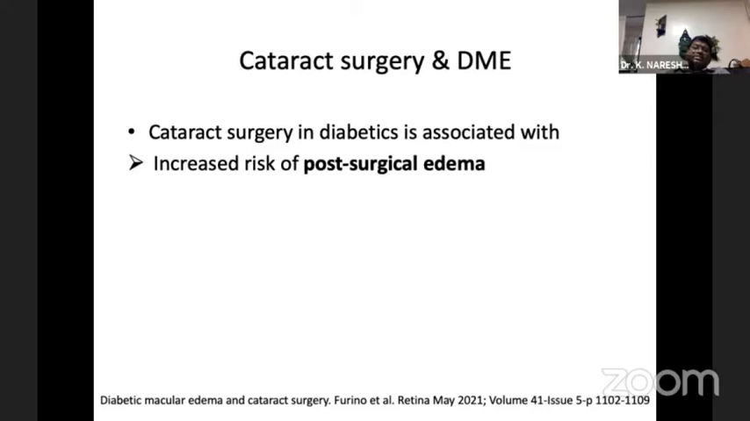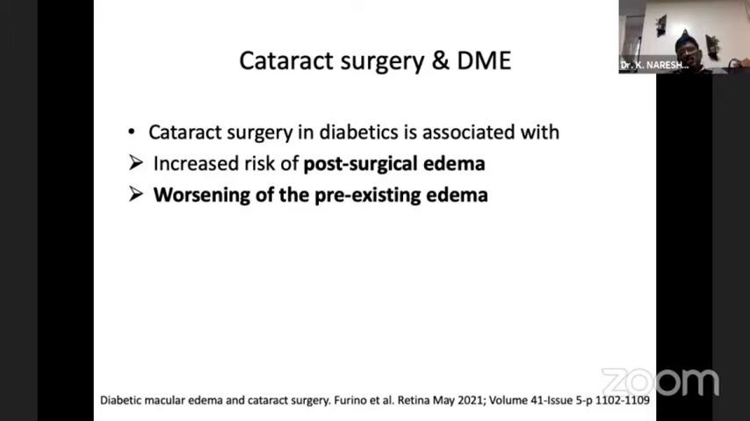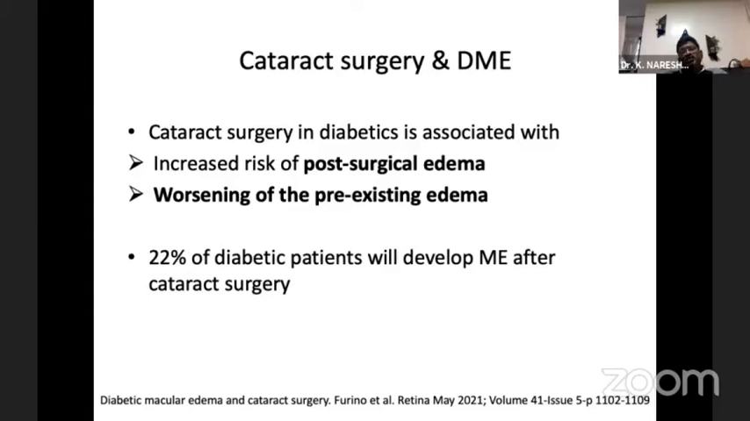So, cataract surgery and DME: cataract surgery in diabetics is associated with an increased risk of post-surgical edema, or there can be worsening of pre-existing edema. If you have a pre-existing edema, you can treat it first. Almost 22% of these diabetic patients will develop some form of macular edema after cataract surgery. This has to be explained to the patient, because they might think they lost vision because of the cataract surgery. And Irvine-Gass syndrome is almost 4 times more common in diabetics when they undergo cataract surgery.